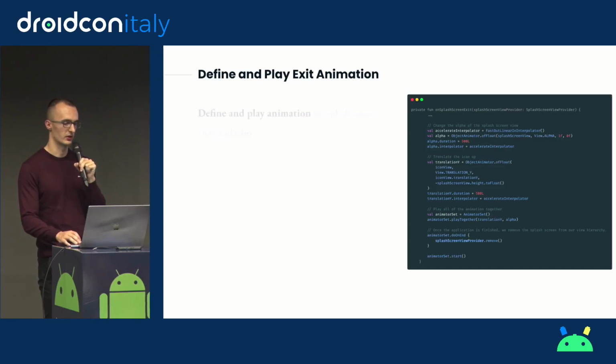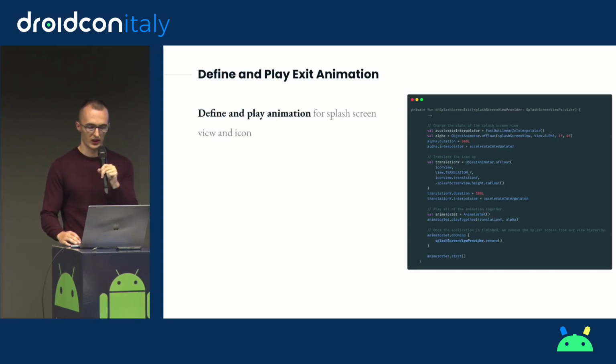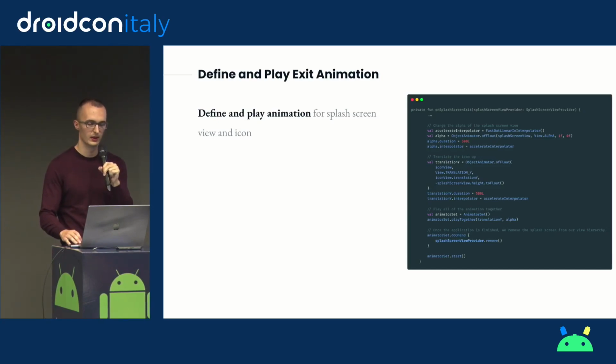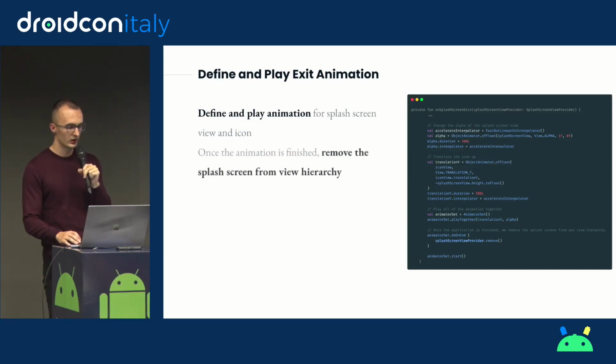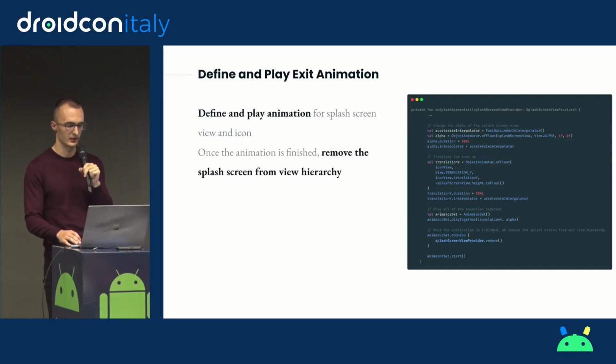So I'm not going to go through this code block line by line because there's nothing SplashScreen API specific here. So this is pure animation code. I define some alpha animation for the splash screen background, and I define some translate up animation for the splash screen icon. The only thing that's splash screen specific here is in the animator set doOnEnd block where I remove the splash screen.